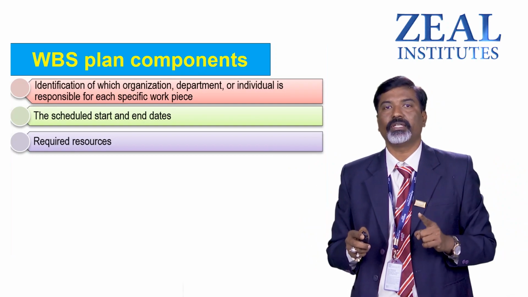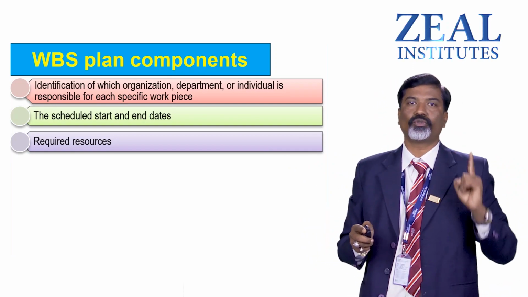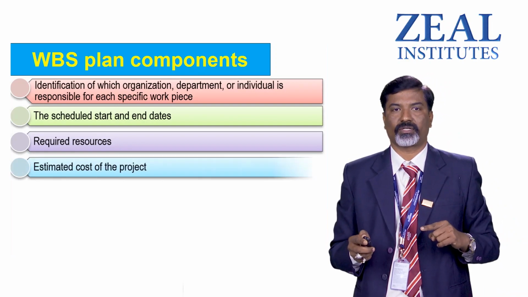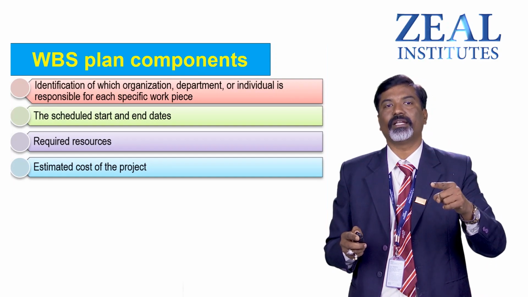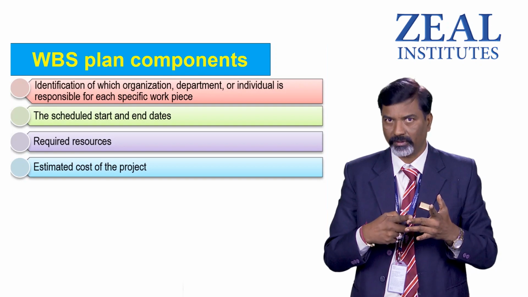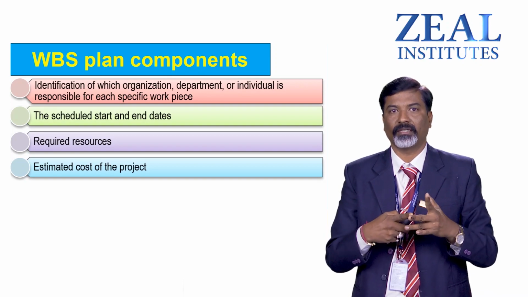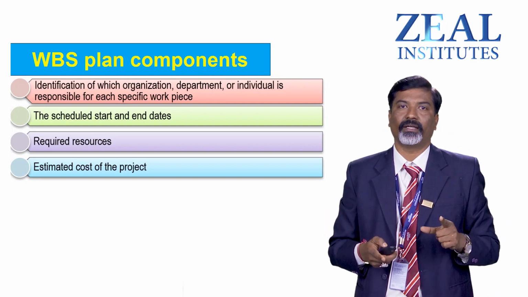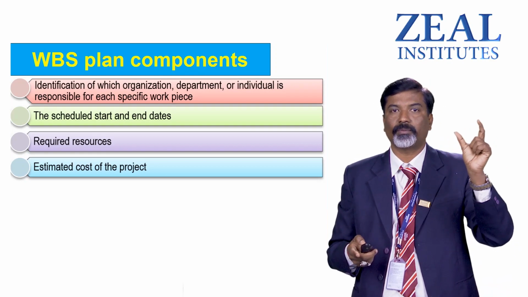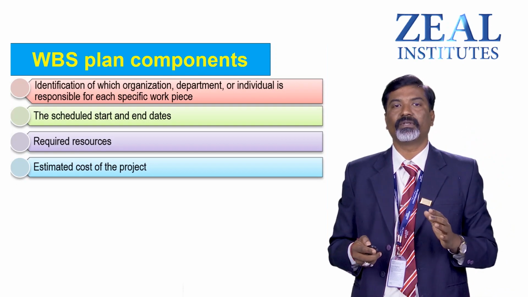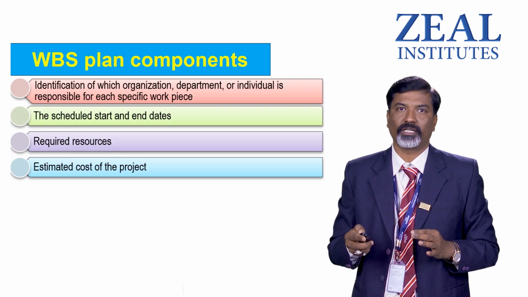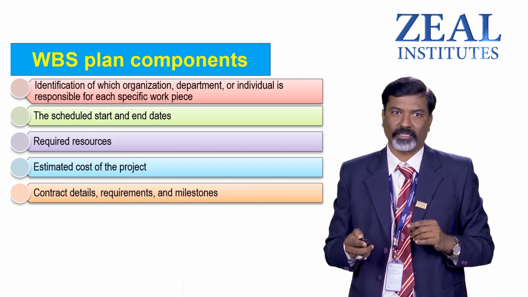So the next thing we need to take into consideration is the resource requirement for creating the work breakdown structure. Then, once you identify the resources, the responsible persons, and the start and end dates for the project, you also have to identify what cost is involved in solving that particular task. That is the estimation of cost for the project, which is also one of the components you need to take into consideration while creating a work breakdown structure.